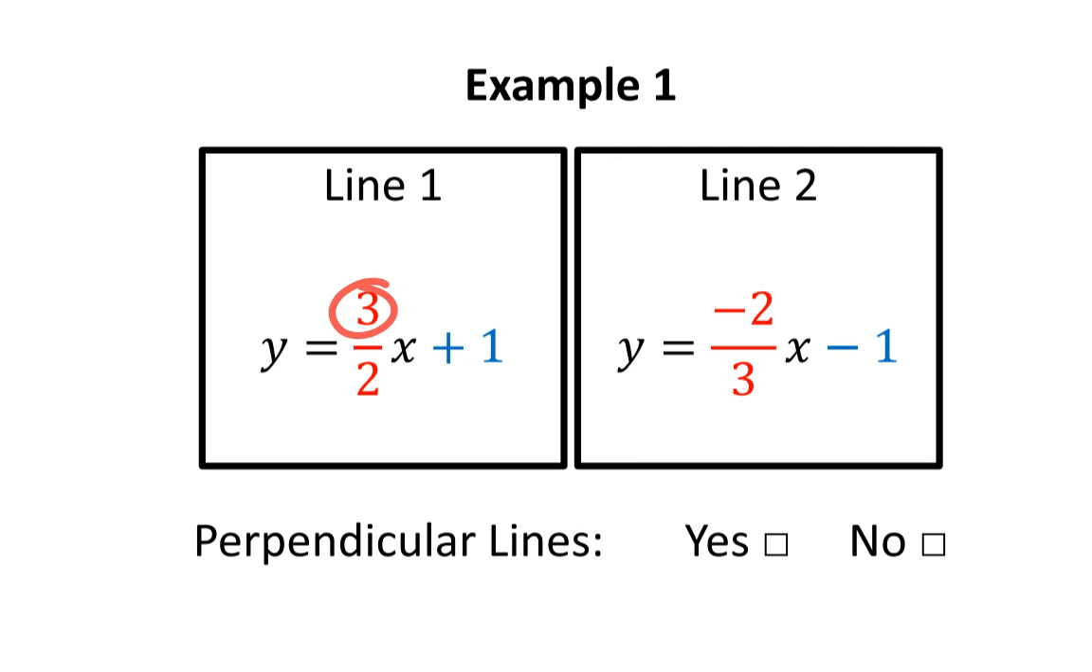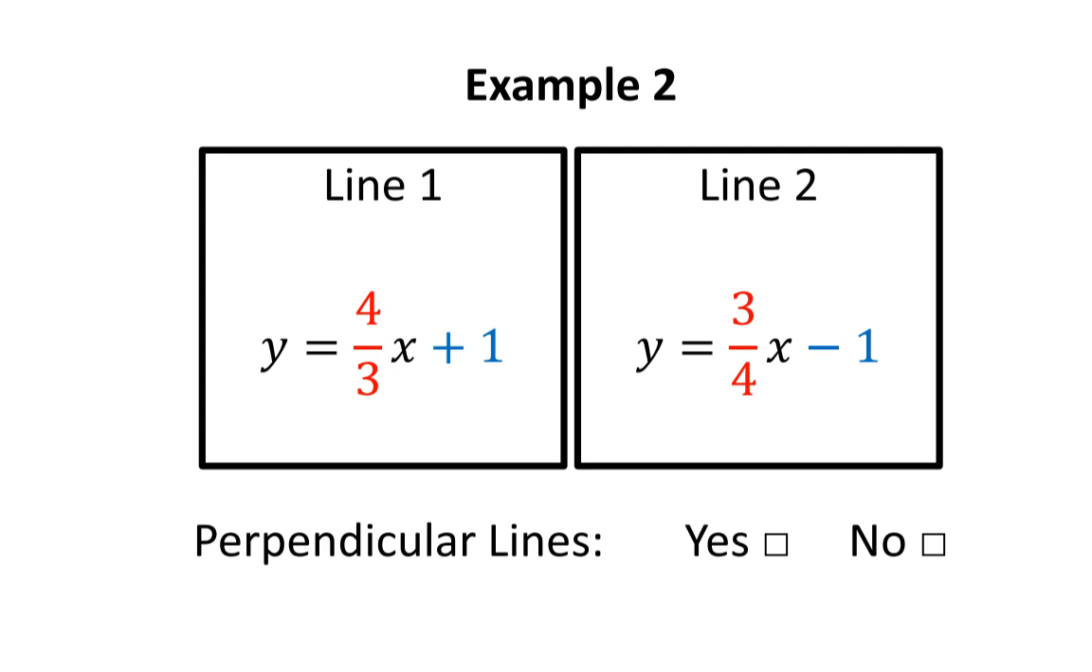Well, the 3 here is now in the bottom, and the 2 here is now in the top. This is negative, while this is positive. Therefore, we can conclude that these slopes are negative reciprocals, therefore, they are perpendicular lines.